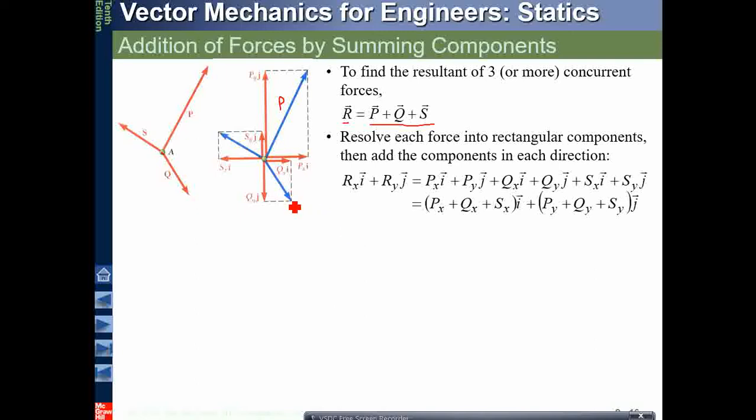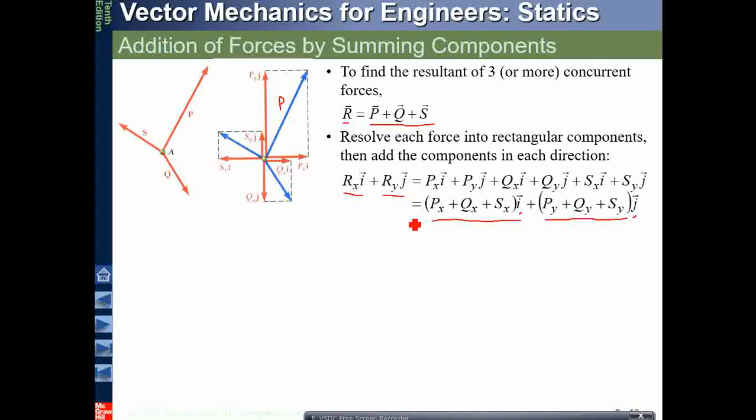In a similar way, q has two components, along the x direction and along the y direction. In a similar way, this s vector also has two components along the x and along the y. So we have written all these three vectors and their components together, and we have collected the i terms separately and resolved the other two in terms of j. So you can say px, qx, sx times i, py, qy, sy times j. And the resultant vector is also a vector having components in i and j direction, so you can say rx i plus ry j.